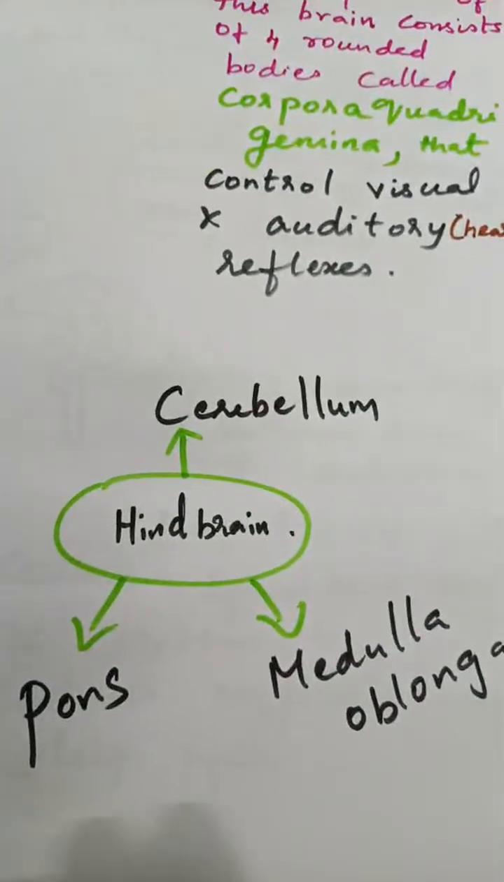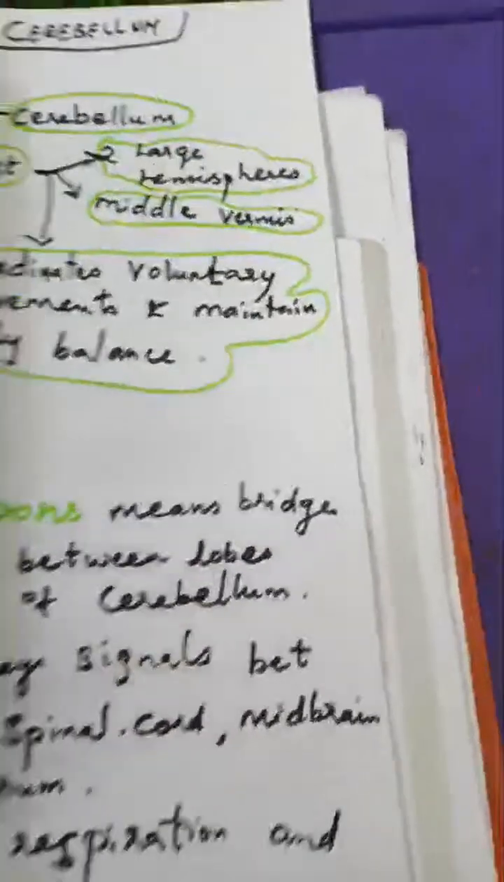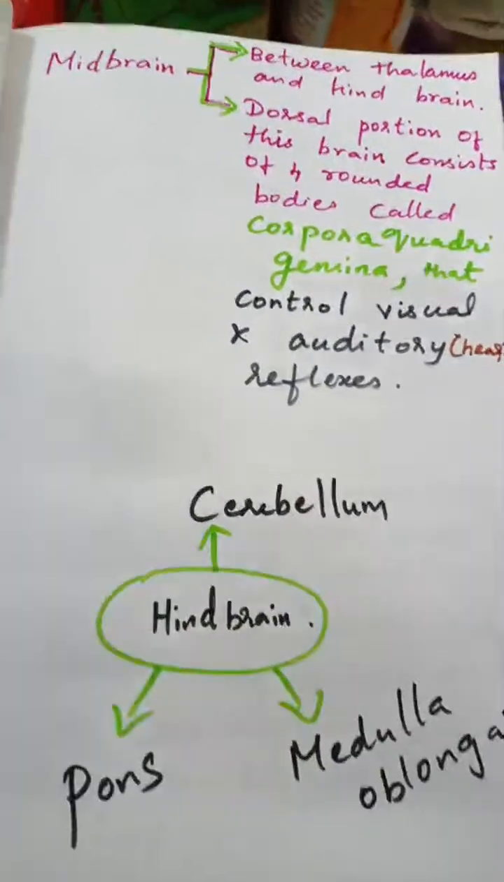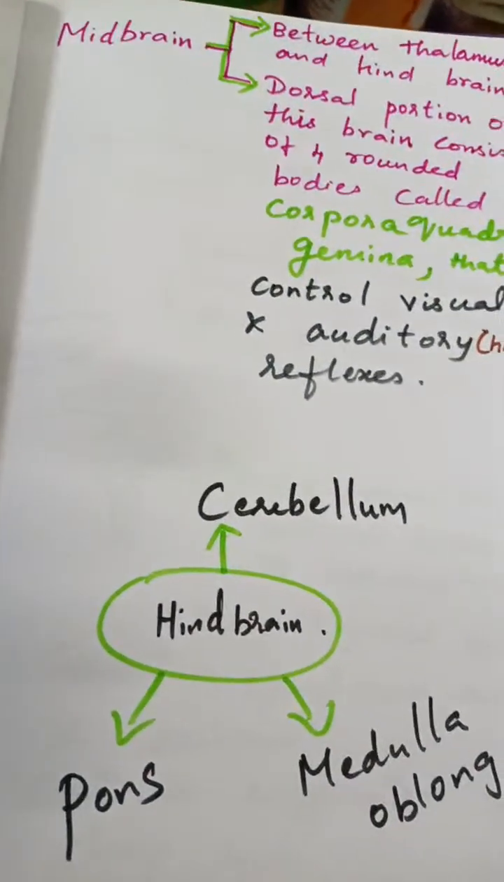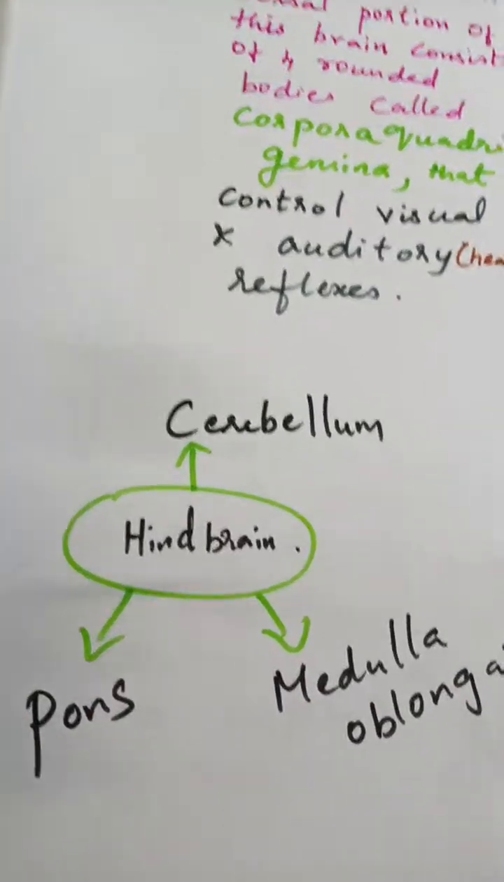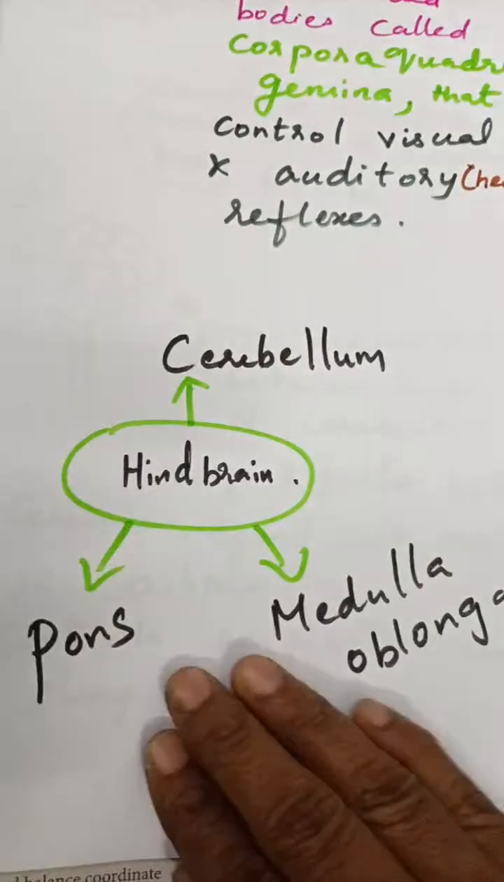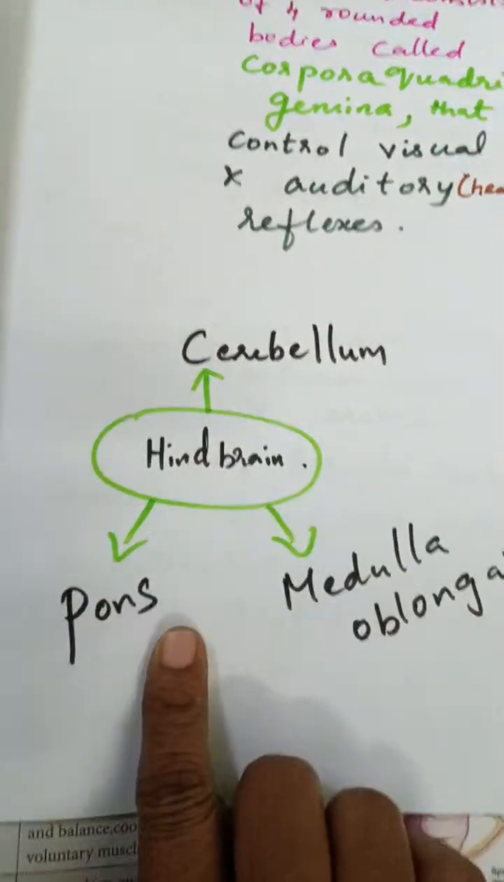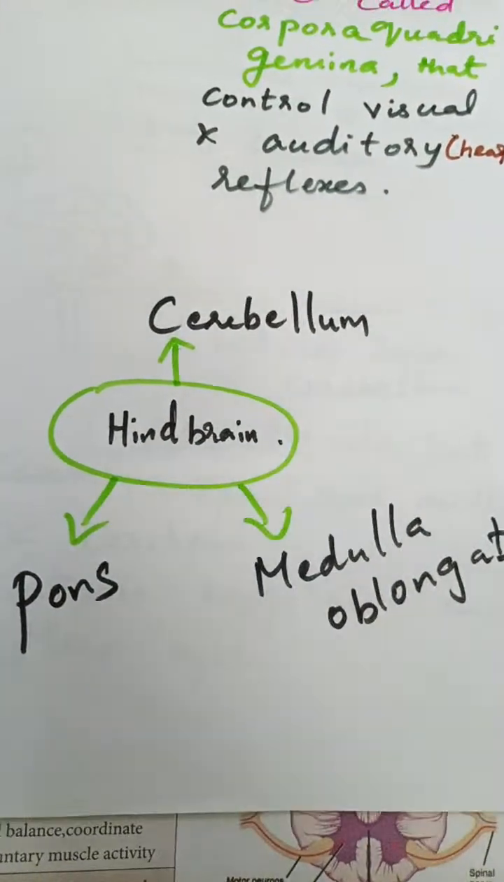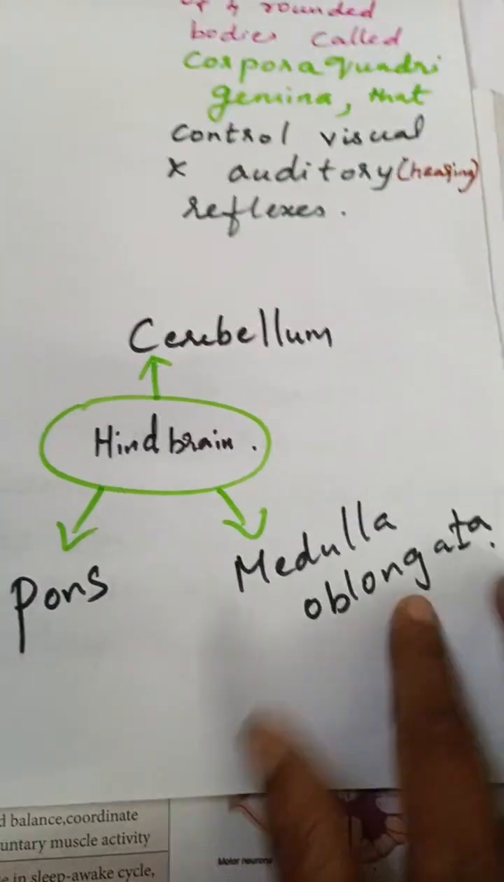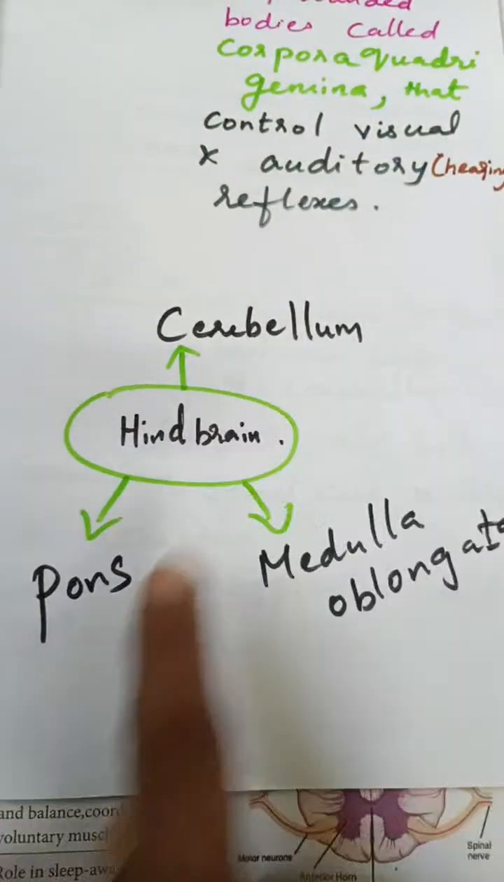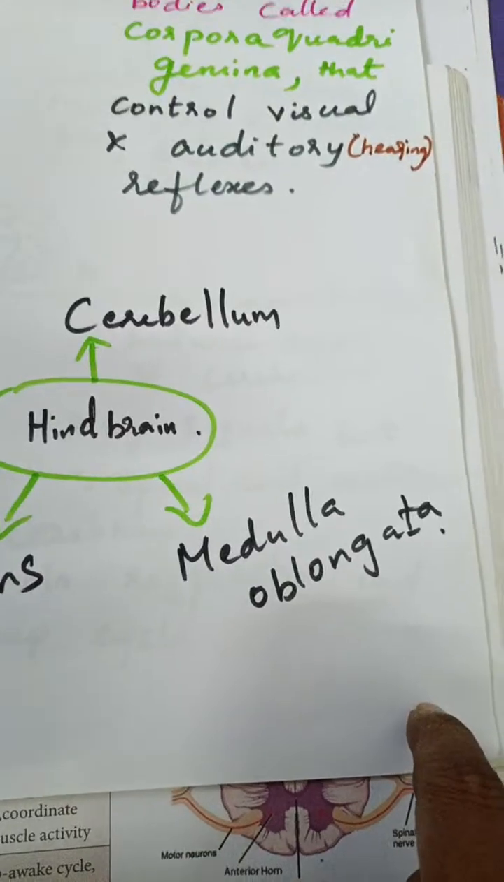What is the hindbrain doing? The hindbrain consists of 3 parts. What are they? It is nothing but the cerebellum, pons, and the medulla oblongata. If you see this, what is this? Cerebellum, pons, and the medulla oblongata. Now let me explain what is cerebellum, what is pons, what is medulla oblongata.